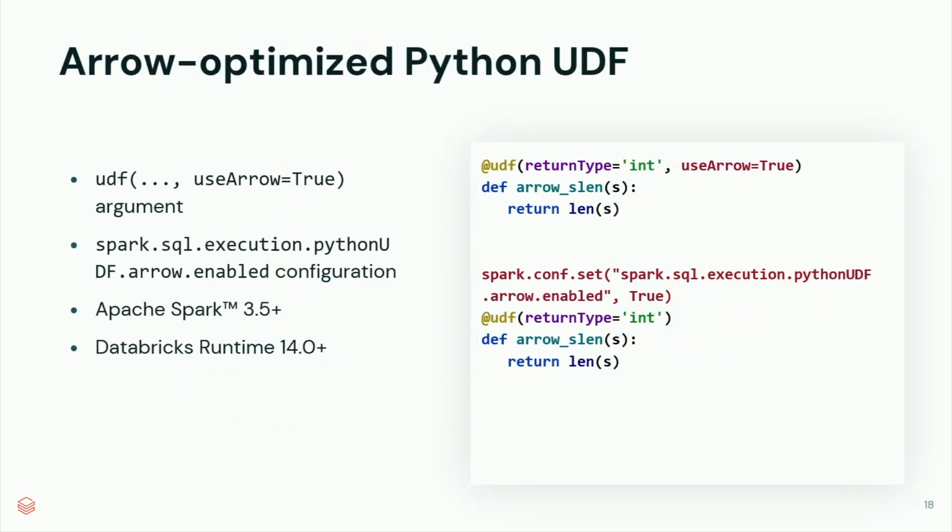Yeah, so this is the feature that I did. We have two ways to enable it. One is a new parameter called useArrow. You can specify it as true to control whether an individual UDF uses Arrow or not. Or you can leave your workload as is and enable the configuration called spark.sql.execution.pythonUDF.arrow.enabled. You can specify the configuration in your Spark config file, or set it in your workload and test it out.